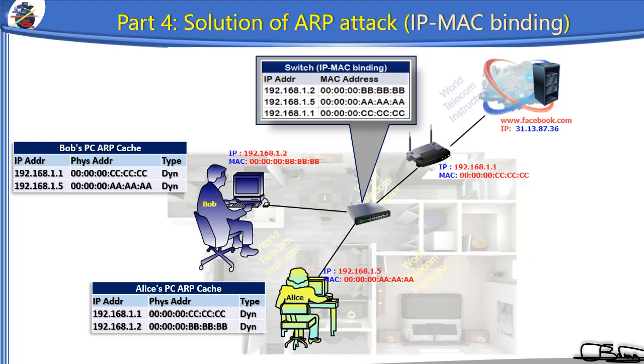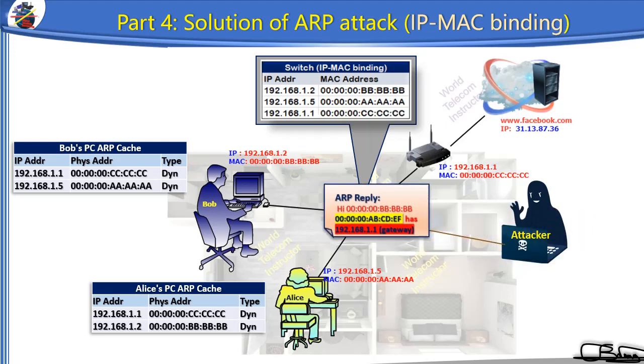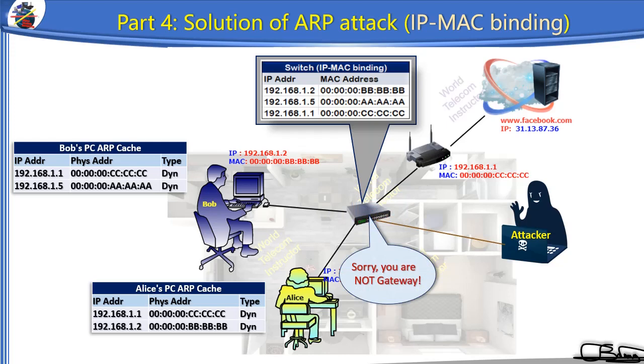As you can see in the binding table, 1.2 is corresponding to BBB, 1.5 is corresponding to AAA, and 1.1 is corresponding to CCC. So when the attacker comes in and tries to send a fake reply to say, hi BBB, A, B, C, D, E, F, having 1.1, the attacker is pretending to be the gateway. When the switch receives the fake reply, it's going to check in the binding table. And if it finds out that this is a fake reply, it will drop the reply. So the switch will say, sorry, you are not the gateway.